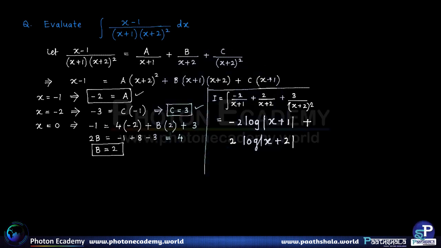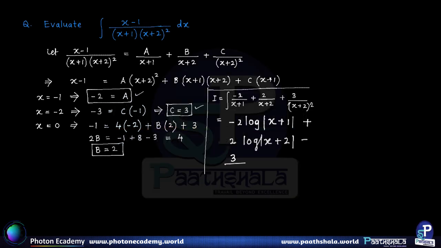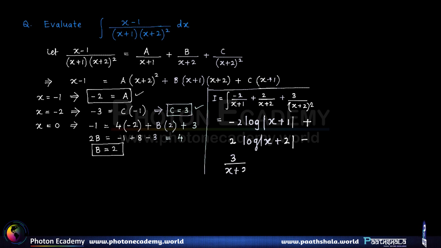And the last term is 3 upon (x plus 2) the whole square. So we see it's a function of a linear expression in x. So therefore that is nothing but minus 3 upon x plus 2. So that completes the final answer. So in this way we have to identify the given function and factorize it, and if it has linear and a repeated factor, then we solve by this particular method.